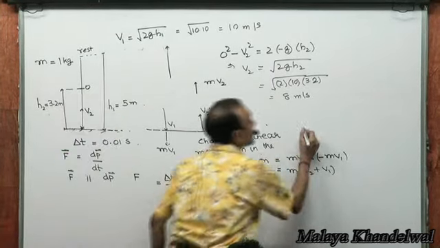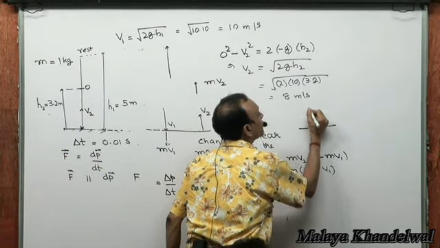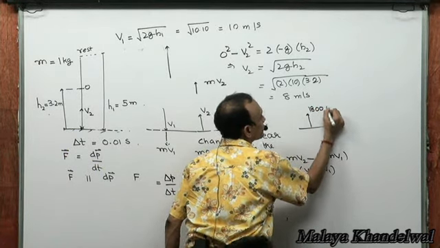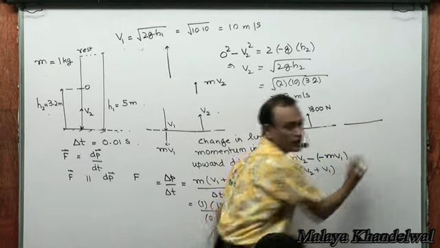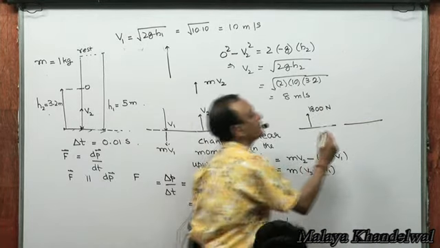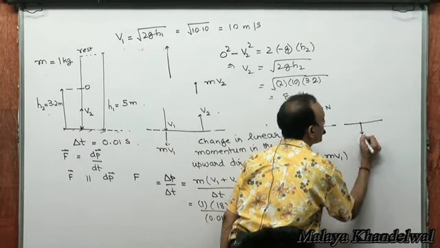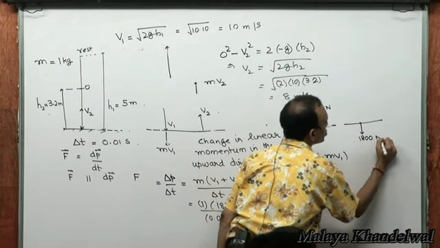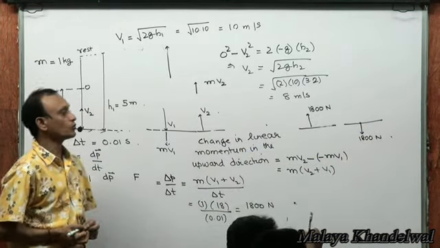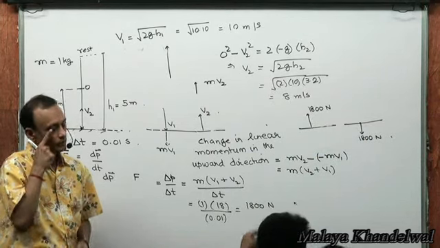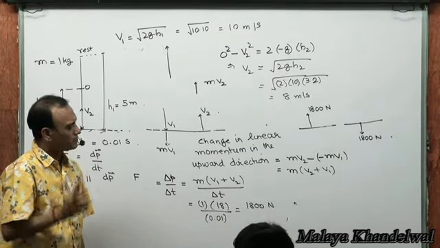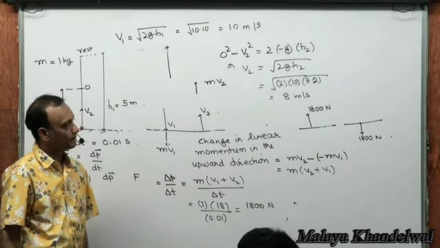Now, if the ground exerts on the particle 1800 newtons upwards, what does the particle do to the ground? The particle will exert on it 1800 newtons downward force. If we take downward as positive. Right?